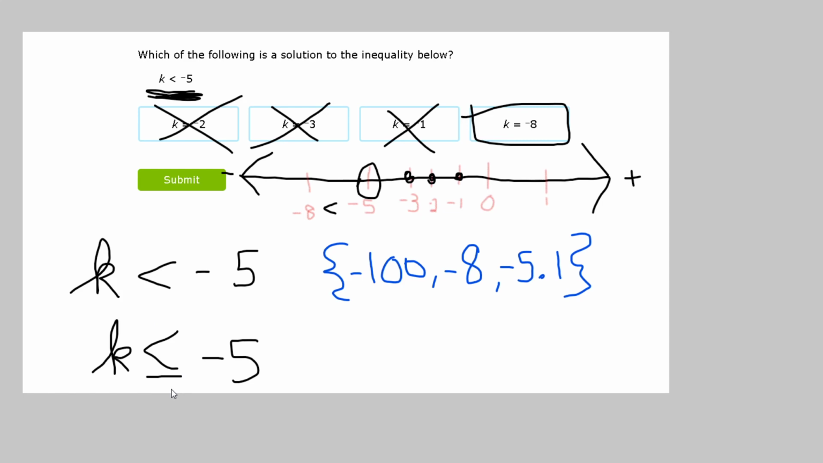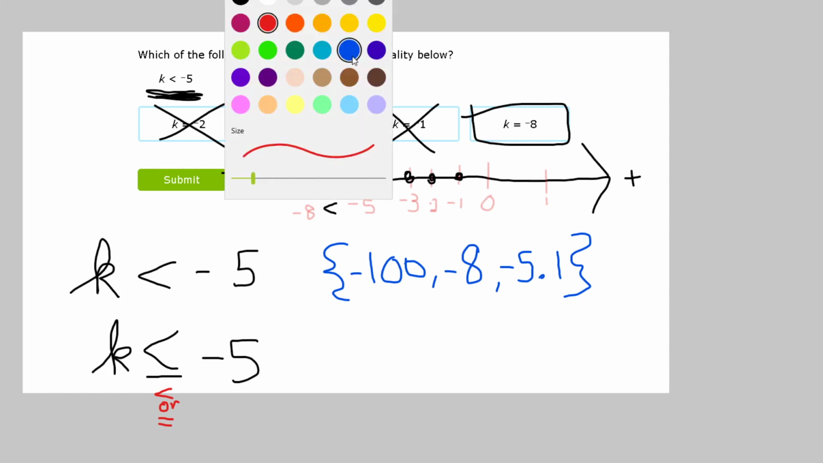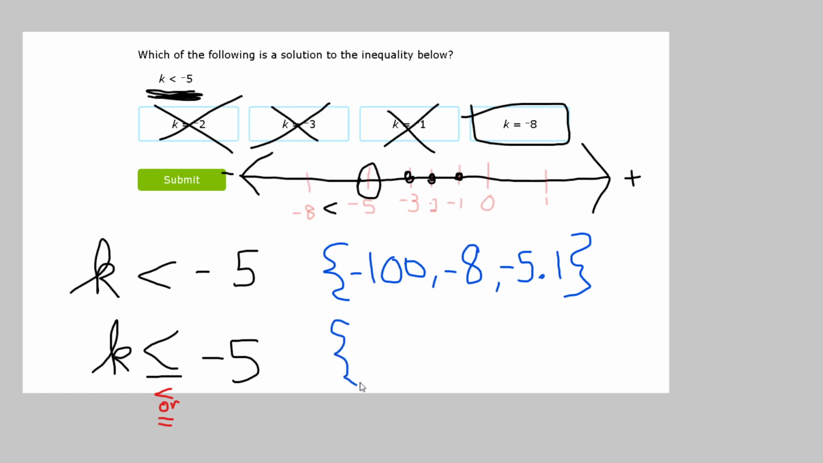Let's do it down here. So it can be this or equal to negative 5. So this means that these same numbers that I have above would all work for k. It could be other numbers too. I could throw in a negative 6. Doesn't really matter. Any number less than negative 5.